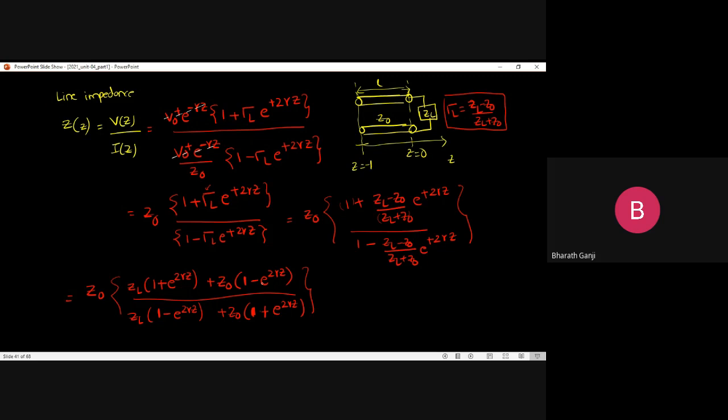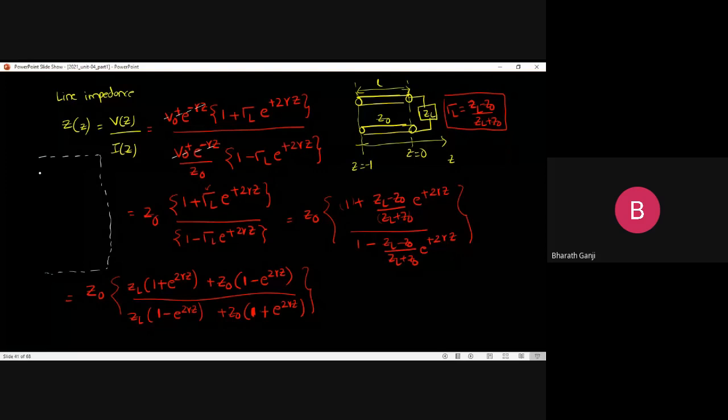One thing I can do is take something common here. But before taking common, let us write a few equations here on the side, so that you too will appreciate it. Let us recall the trigonometry we learned as kids.